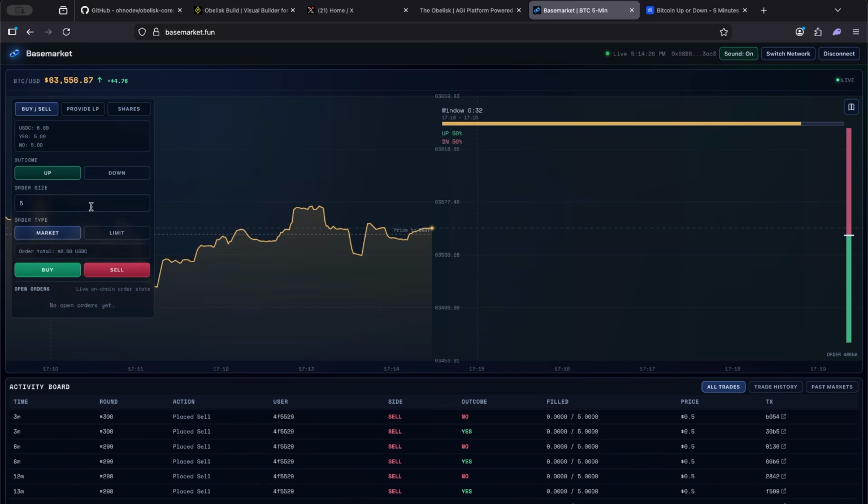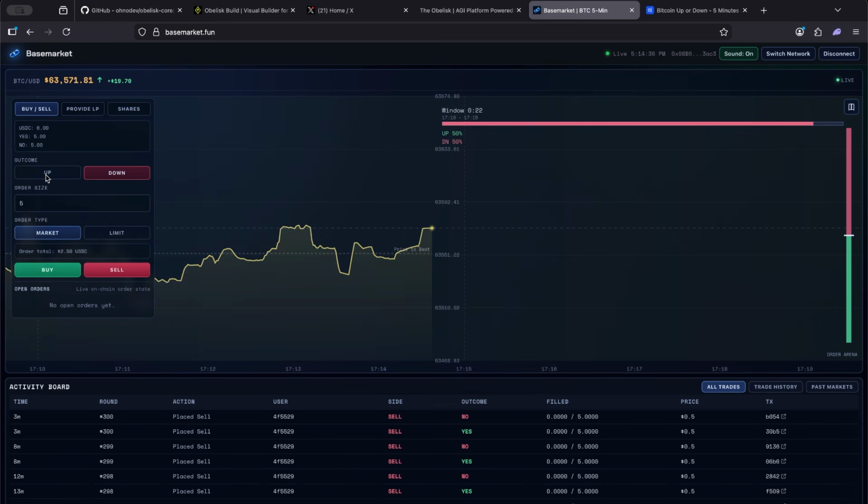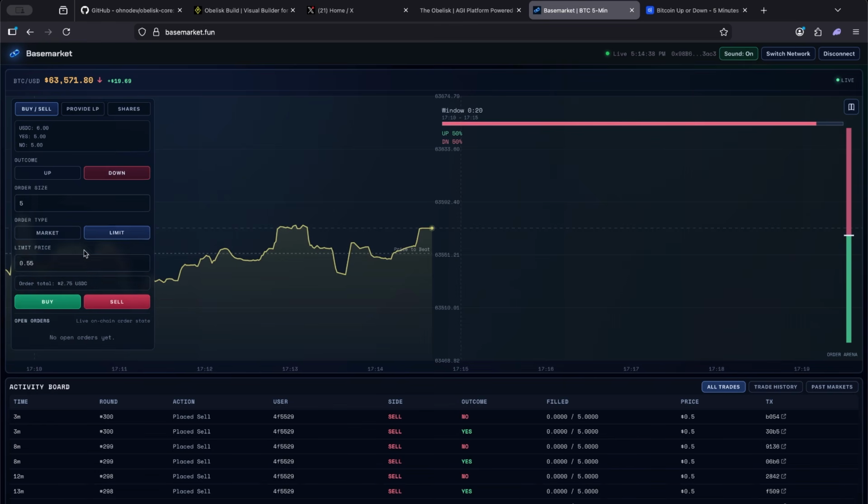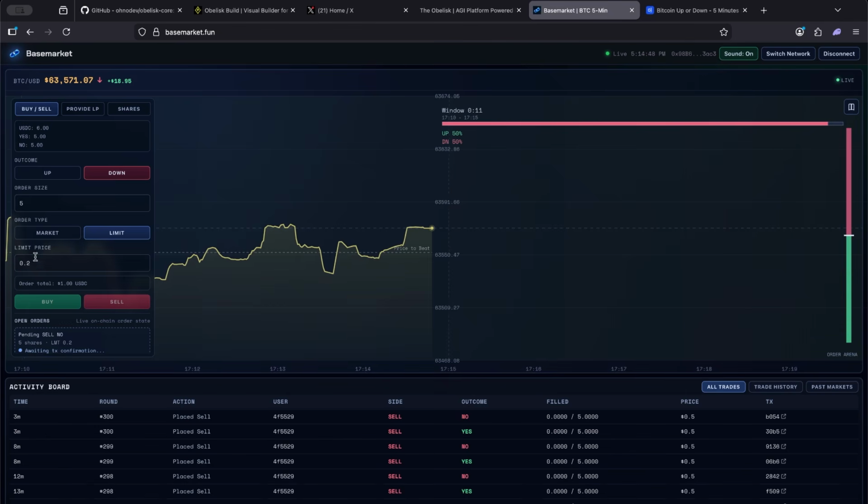But what you can do is you can place a buy or sell order. Let's say you want to sell. It's very close to the price to beat. It's gonna close up. So we want to sell our down shares. Let's just sell them for 20 cents each. Let's say 5 shares, and you click the sell button. So now you're selling 5 down shares at 20 cents.